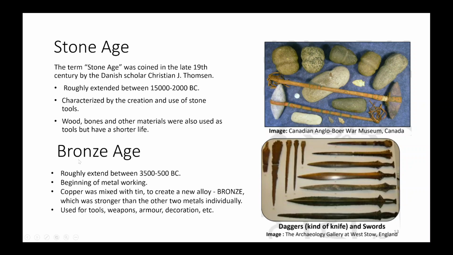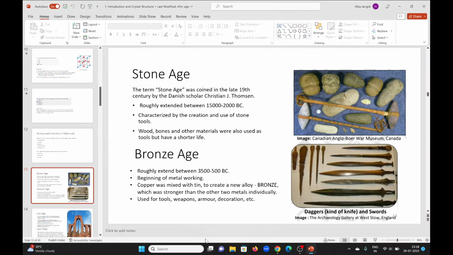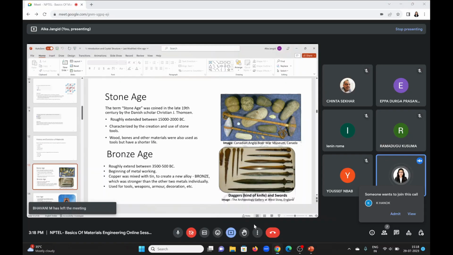Another is the Bronze Age. It roughly extended between 3500 to 500 BC, and in this there was the beginning of metal working. Copper was mixed with tin, which led to an increase in strength, and it was used to create a new alloy, bronze. It was stronger than the other two metals individually. It was used for tools, weapons, and some decorations.